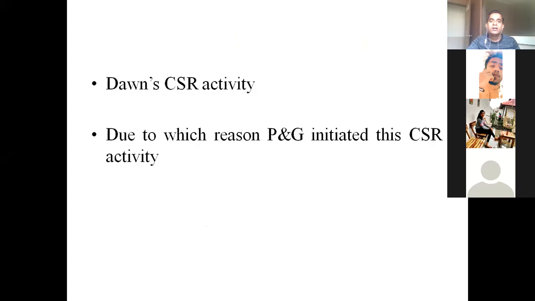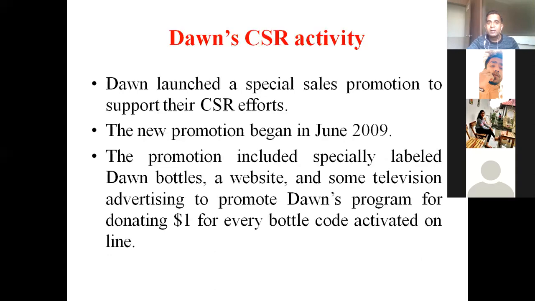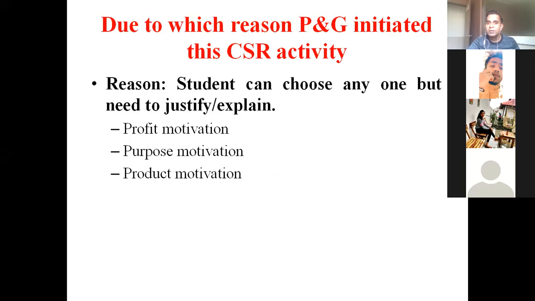Then another question: due to which reason did P&G initiate this CSR activity? See, there are 3 reasons: profit motivation, purpose motivation, or product motivation. Here you have to put yourself into the shoes of a manager. You cannot answer all 3. Your answer will be wrong and will get a 0. What is the question? Due to which reason did P&G initiate this CSR activity? You have to choose any one. A student can choose any one, but you need to justify that reason.